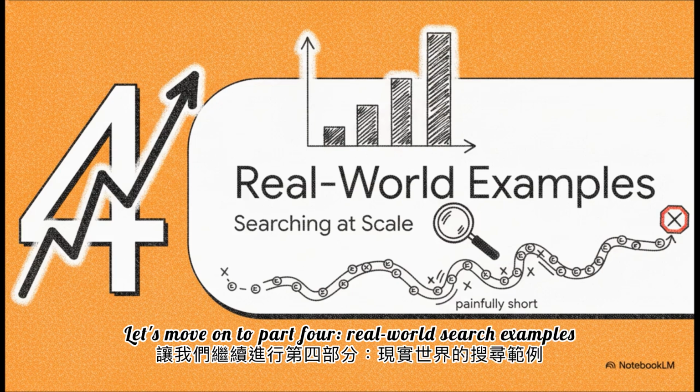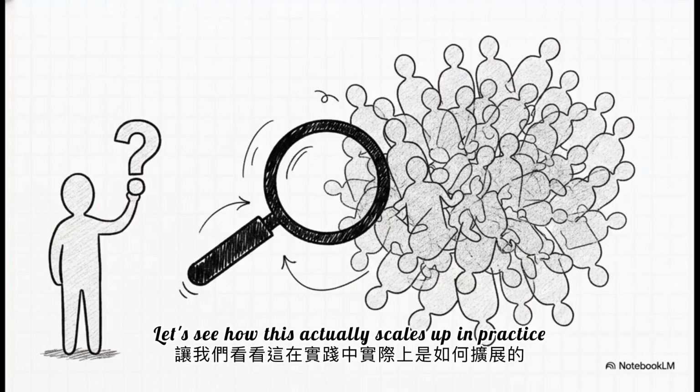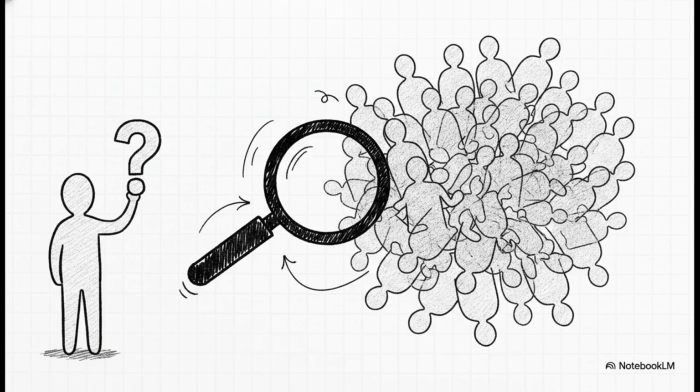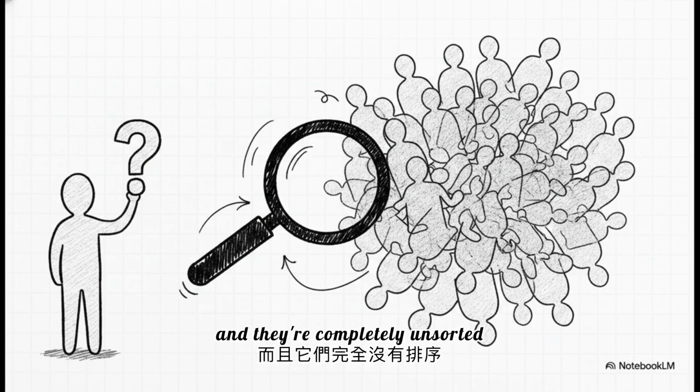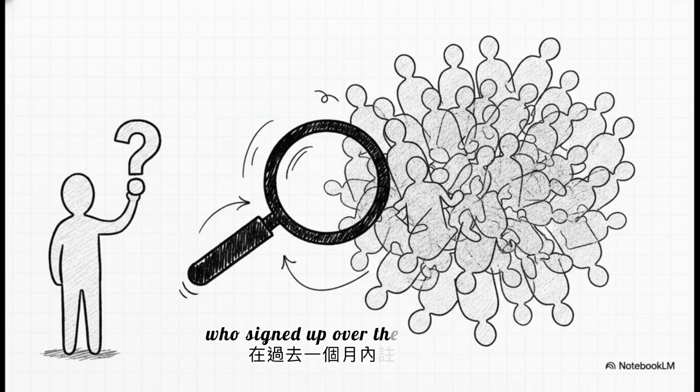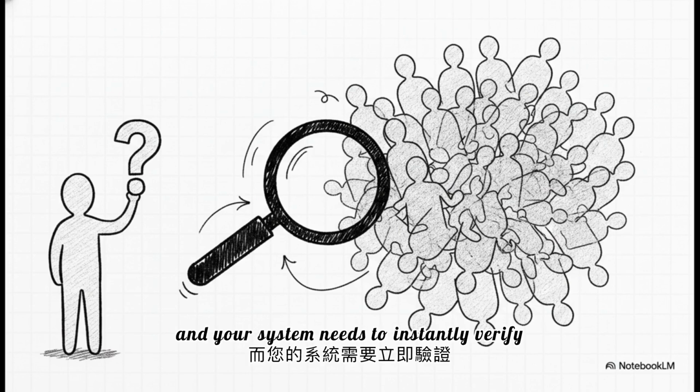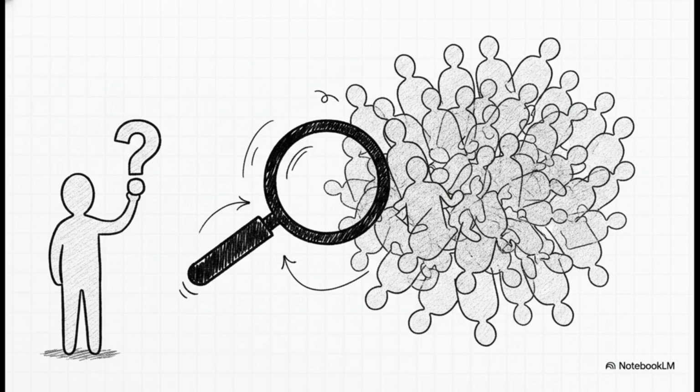Let's move on to part 4, real-world search examples. Let's see how this actually scales up in practice. Imagine you're hosting a huge webinar. You have a registration array containing 500 participant usernames, and they're completely unsorted. It's just a random list of people who signed up over the last month. A user logs in, and your system needs to instantly verify if their username is registered in that array.